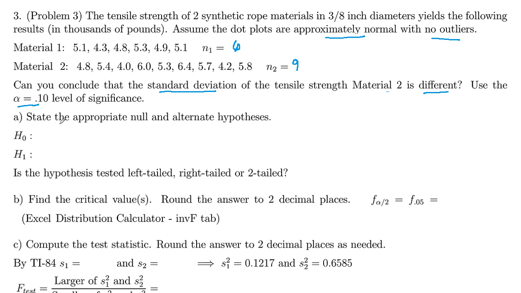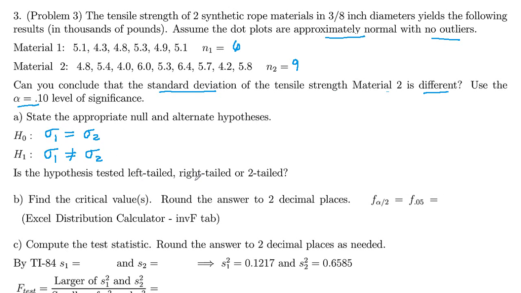First thing we need to do is state our appropriate null and alternative hypothesis. The alternative is what you're trying to show. So we're trying to conclude that the standard deviation on the tensile strength of material 2 is different. So that's going to be our alternative hypothesis, that the two standard deviations are different. So that would be sigma 1 not equal to sigma 2. And then if that's not the case, the default hypothesis is that sigma 1 equals sigma 2. So the standard deviations are the same.